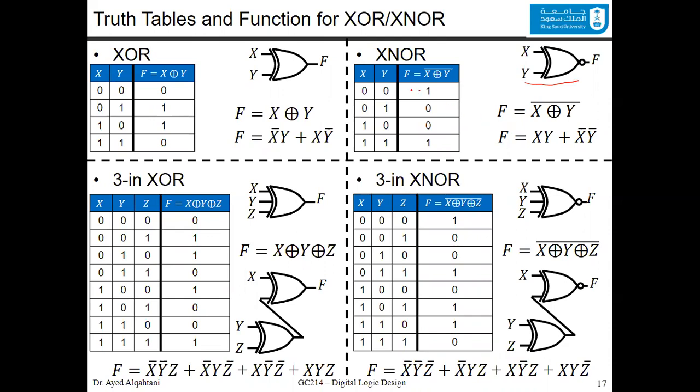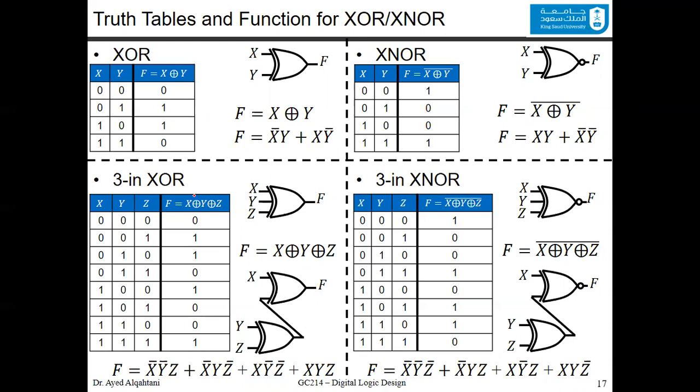You can look at the ones here, and you have two cases, either X bar ANDed with Y bar, or X ANDed with Y. Another way of writing the XNOR is X XOR Y all bar, which is the XNOR.